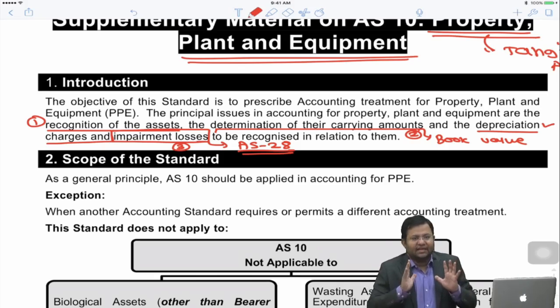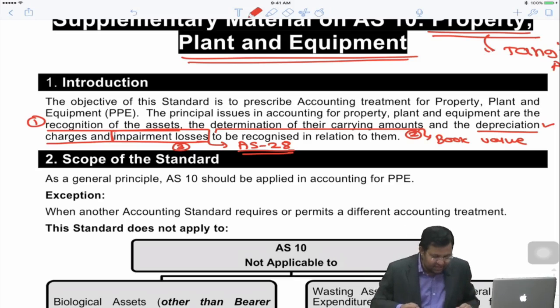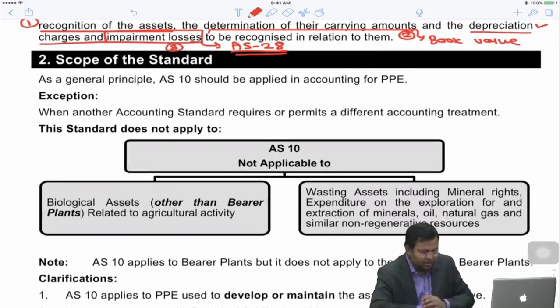तो asset का purchase हम record कैसे करेंगे? Asset का related depreciation कैसे provide करेंगे? Carrying amount कैसे करेंगे? All these things I'm going to discuss in one go, one by one. Scope of the standard. क्या cover किया है standard के अंदर?